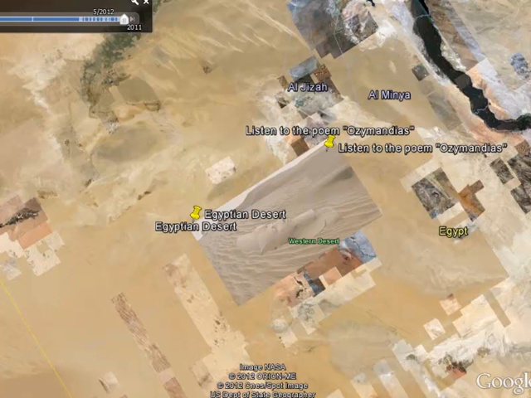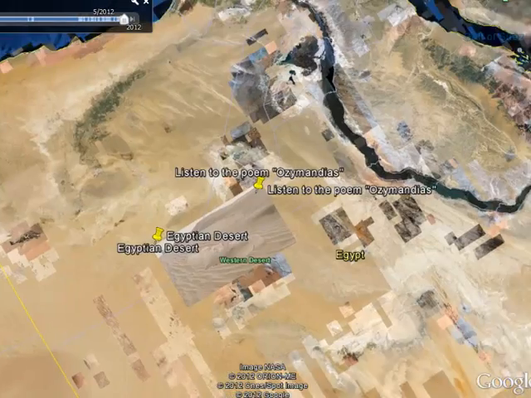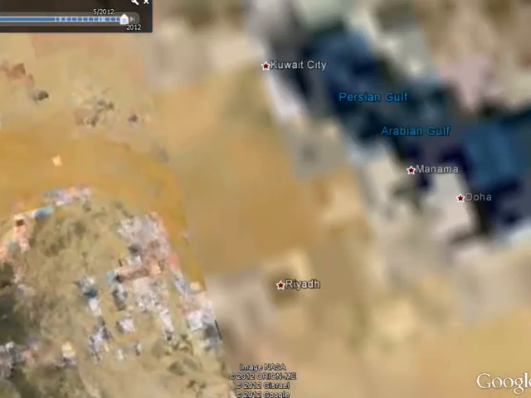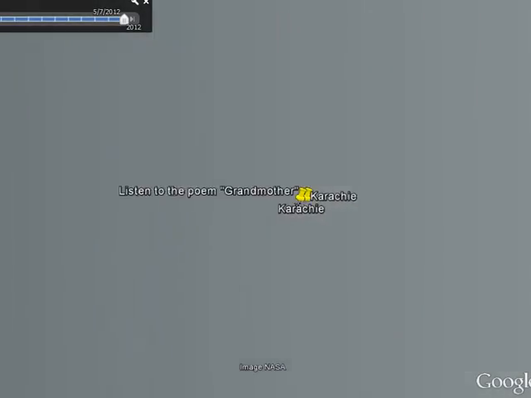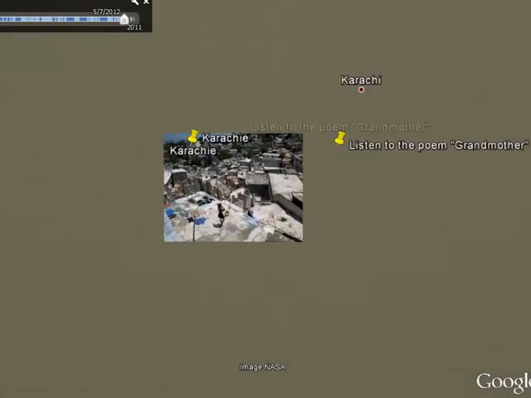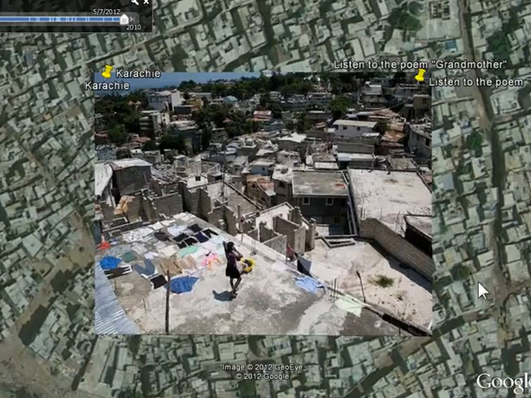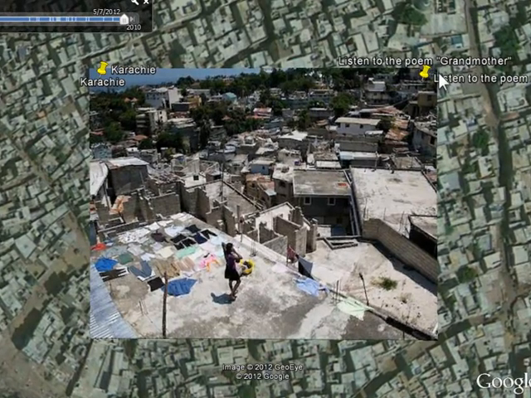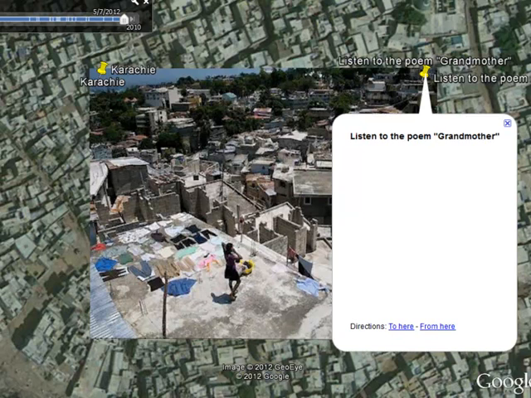The next step is a neighborhood in Pakistan, where Samina Shirazi set her poem, Grandmother. You can come back later and listen to a Voki, which recites the poem.